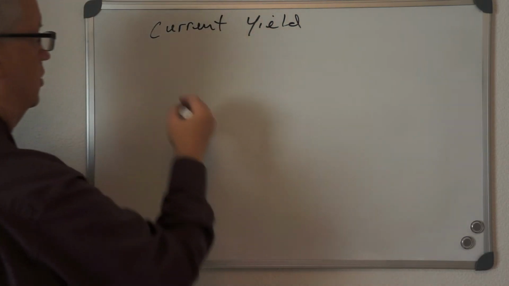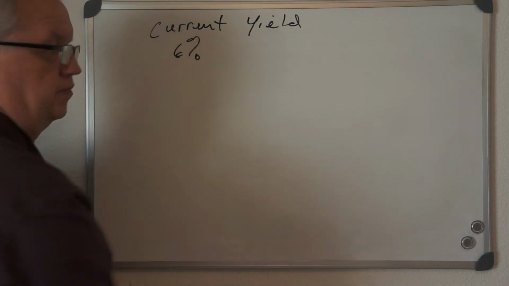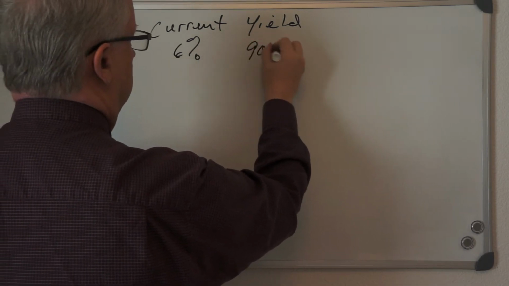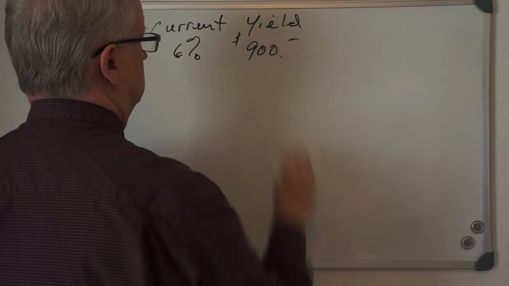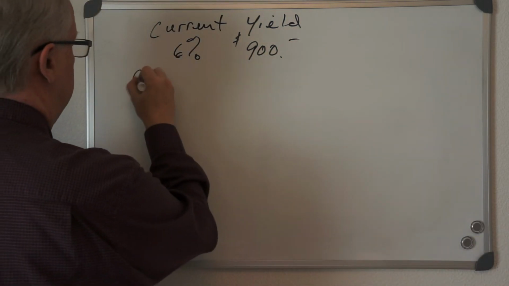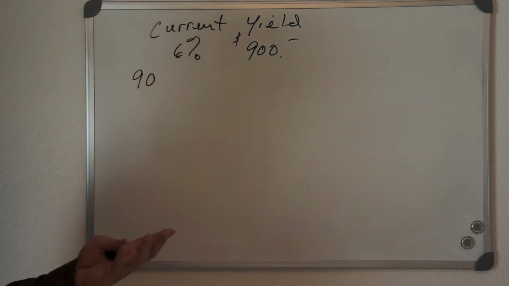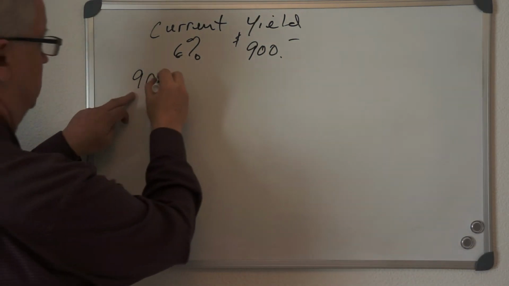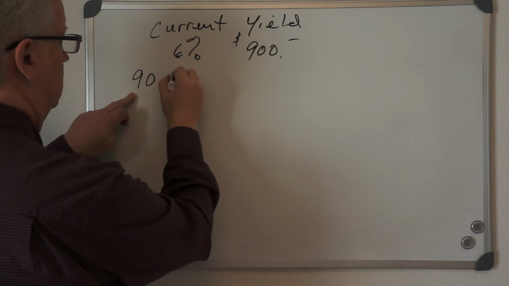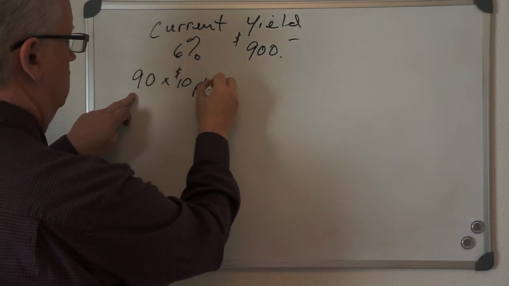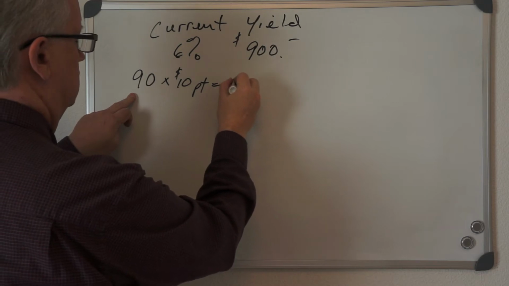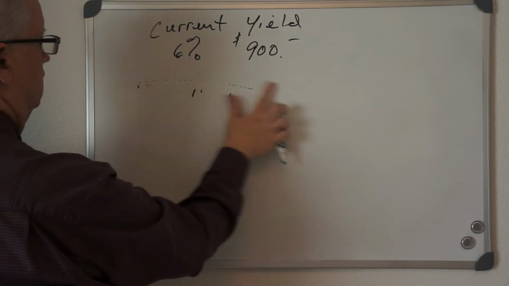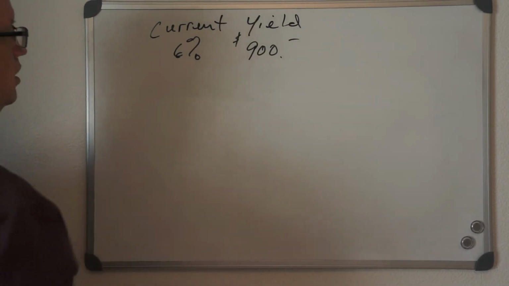Okay? So you got a 6% bond, and you got $900 bond price. Maybe they just say a bond at 90. They say a bond at 90, what are they saying? Okay, 90 times how many? Times $10 a point equals $900. Okay, every point is $10. Okay, so let's go into the calculation.